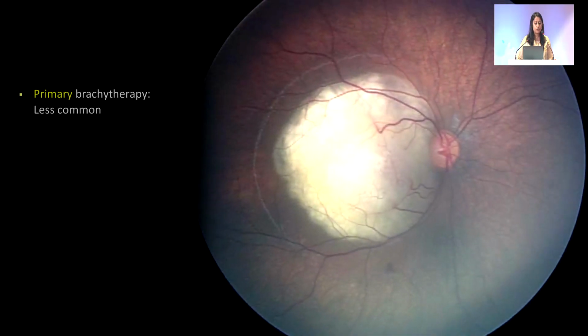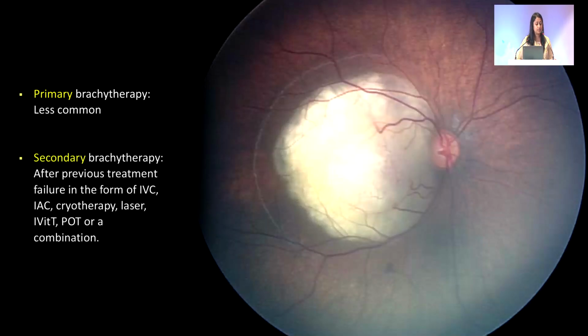So when we talk about primary brachytherapy, it is less common. I guess if the panel would agree, plaque brachytherapy as primary would be in cases where you have a very stenosed ostium for IAC, and maybe IVC is contraindicated. In those cases, we can still think about primary brachytherapy, but primary brachytherapy has its own complications, so we end up keeping it in reserve. And of course, we have to treat the patient systemically as well.